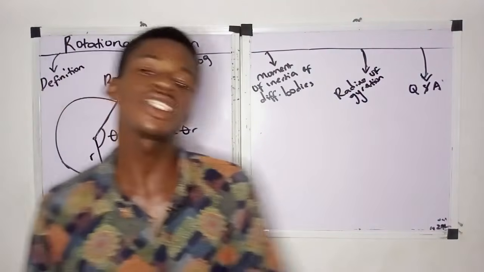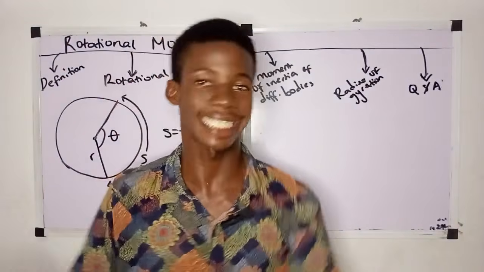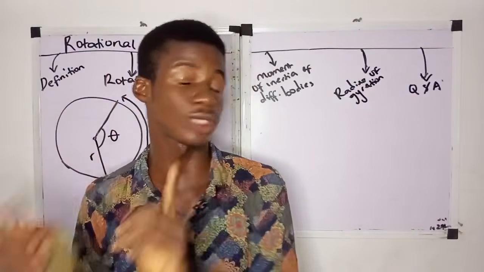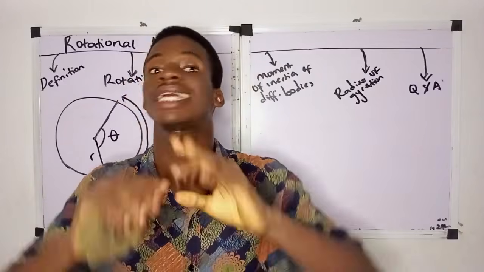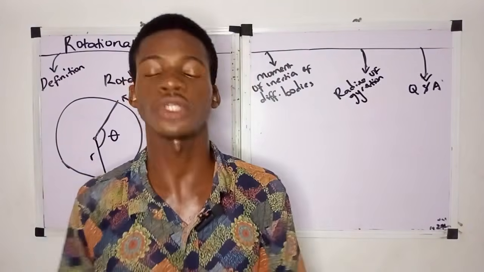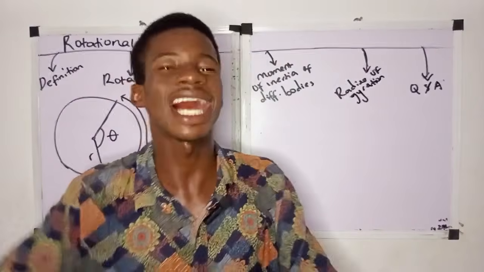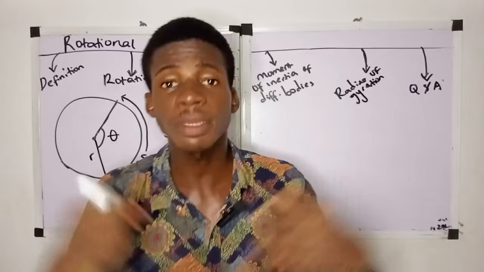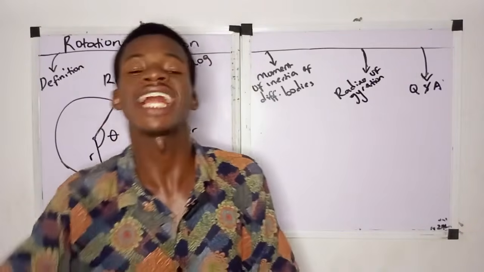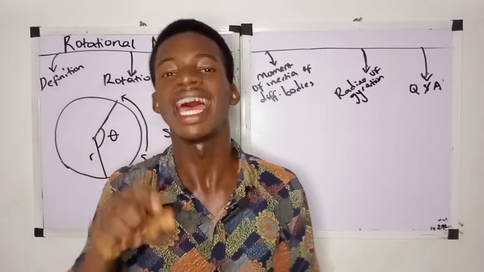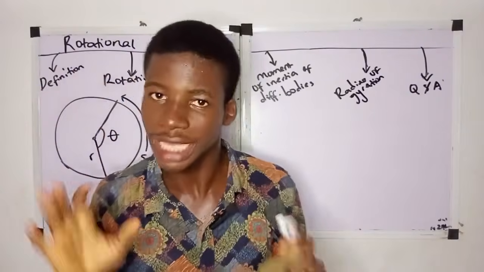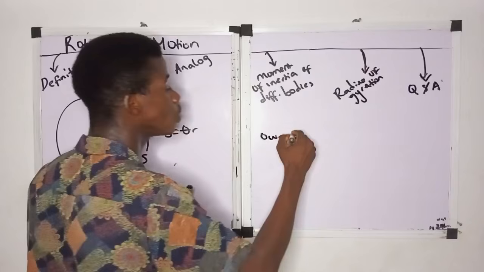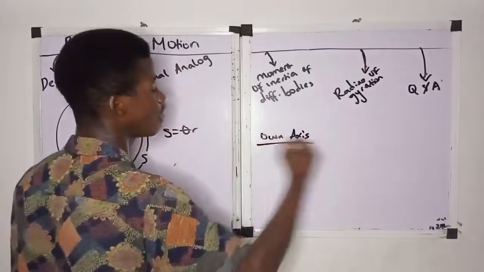So what is rotational motion and what is circular motion? What is the difference between them, because these two types of motion, rotational and circular, are two different types of motion. Now, rotational motion is the type of motion whereby an object revolves around its own axis. This is very important. Around its own axis.